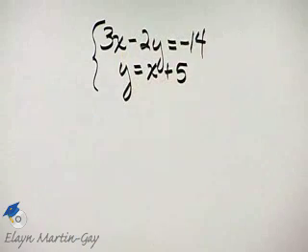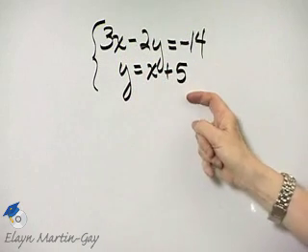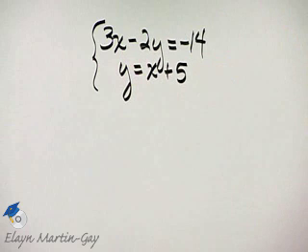So we have two algebraic methods for solving systems of linear equations that we will look at. One is by substitution, the other is by addition, sometimes called the elimination method. Let's solve this system of equations by the substitution method. To do so, look at your equations, and we need one equation solved for one of its variables.